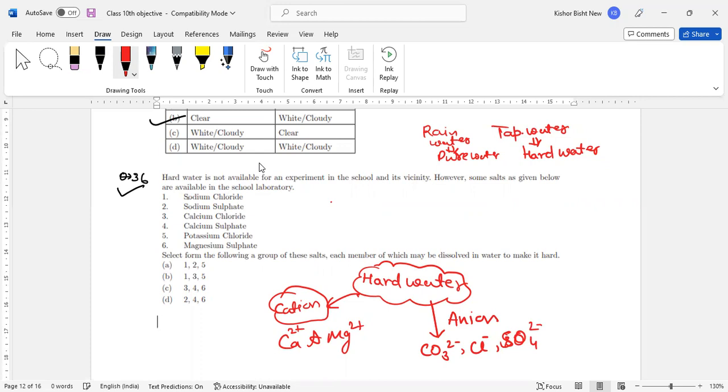Look here, in the first one sodium is given, which means it is soluble in water. These are the insoluble ones, they will make hard water. And again sodium sulfate will give soft water. Calcium chloride, yes, this is correct. Calcium sulfate, yes, correct. Potassium again, no, this is wrong. And magnesium sulfate, magnesium is present, so 6 is also correct. So 3, 4 and 6, your answer C is correct.